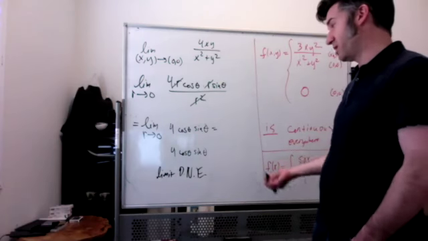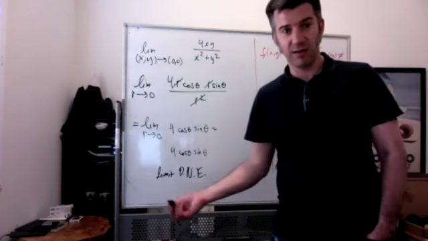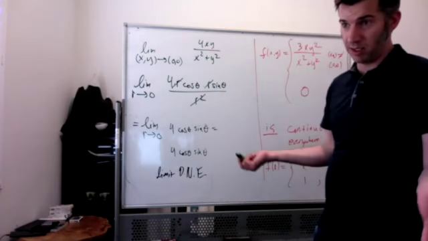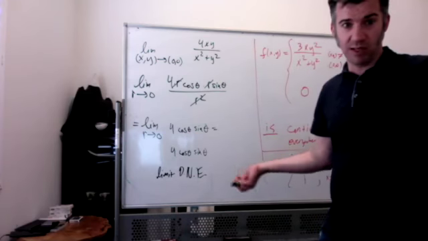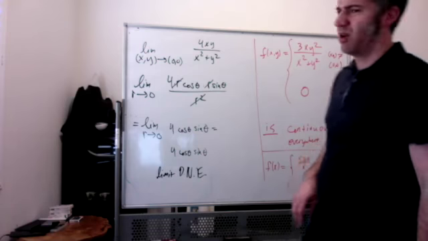So if you end up with something where you still have thetas in it, and you're doing polar coordinates, the limit does not exist because you can't say what it's equal to specifically. Okay.